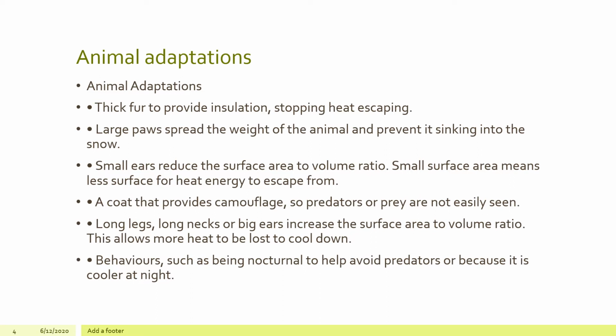Also, animals can have long legs, necks, or big ears, which increase the surface area to volume ratio. This allows more heat to be lost to cool down. A main example of this is the elephant, because they have really big ears as they live in a really hot environment. And behaviors such as being nocturnal help avoid predators, or because it's cooler at night. That's what bats do.